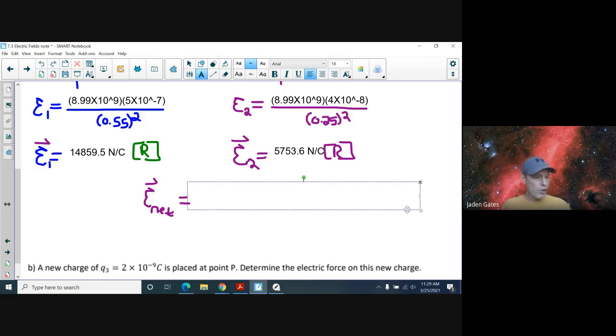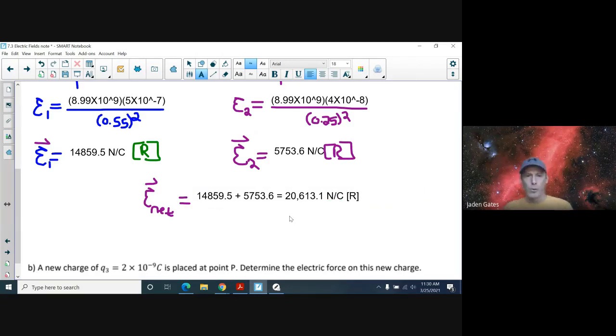And so I'm going to add these two together. Even though one charge is positive and one's negative, because they're on opposite sides of P, they are working together. So I take my 14,859.5 and add my 5,753.6, and it equals 20,613.1 newtons per coulomb. They're both going right, so to the right. There we go. So that's figuring out our field.